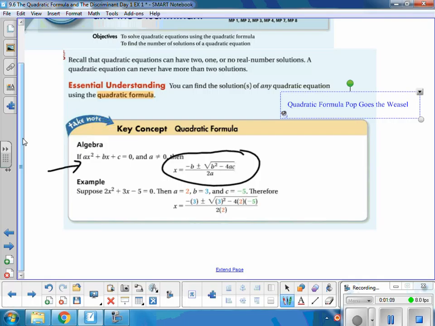So that being the quadratic formula, I can plug in my b term, my a term, and my c term. When I simplify that, I end up with the solutions to my quadratic equation. So let's try that out, okay?